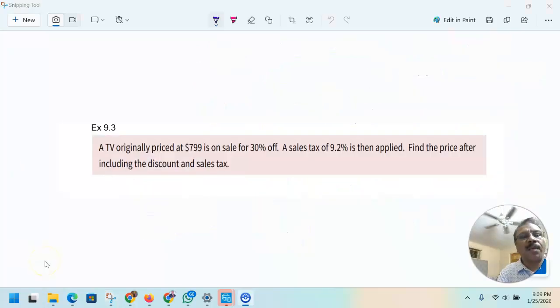Okay, so this problem is about a TV originally priced this much. This is the sales price here, and then there is a 30% off. So this means there is a discount.